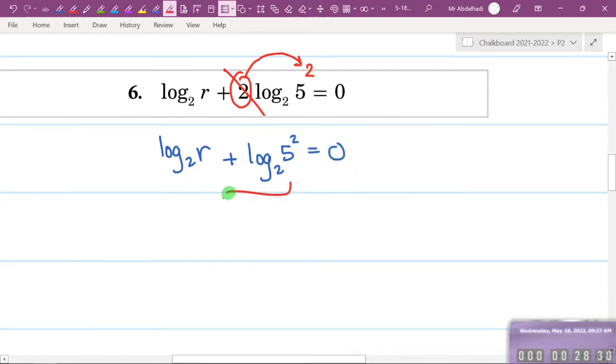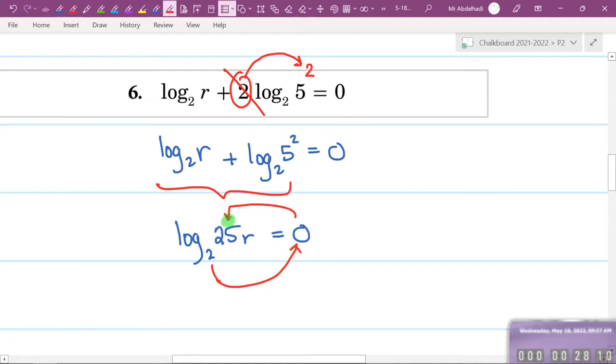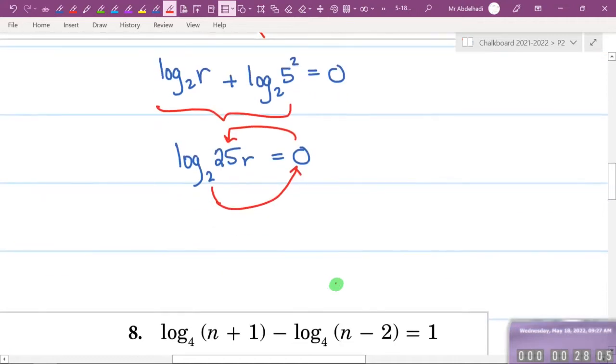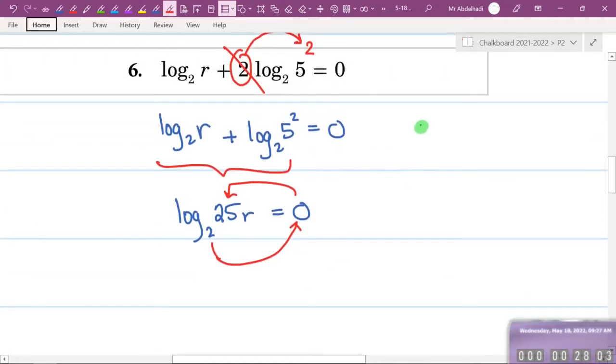So now we can combine these, right? And it's going to be a product because that's a plus. It's going to be log base 2 of whatever r times 25 is. So it's 25r equals 0. And now what we're going to do is say this, because you can't drop logs, there's only one log. This to the power of this has to equal that. So 2 to the 0 equals 25r. Okay, I'm going to flip that around. I'm going to say 25r equals 2 to the 0 because I want the variable to be on the left.